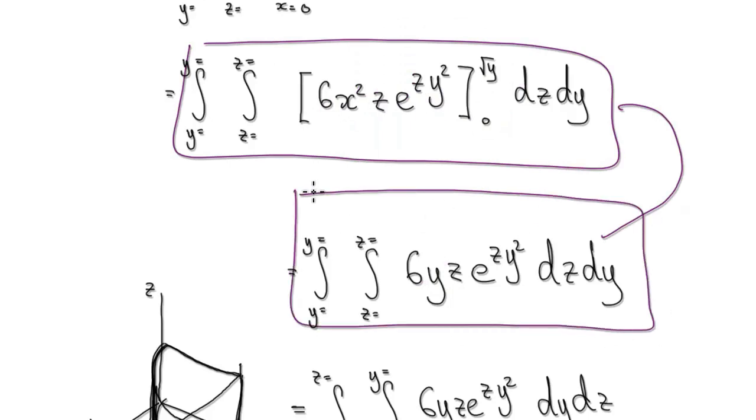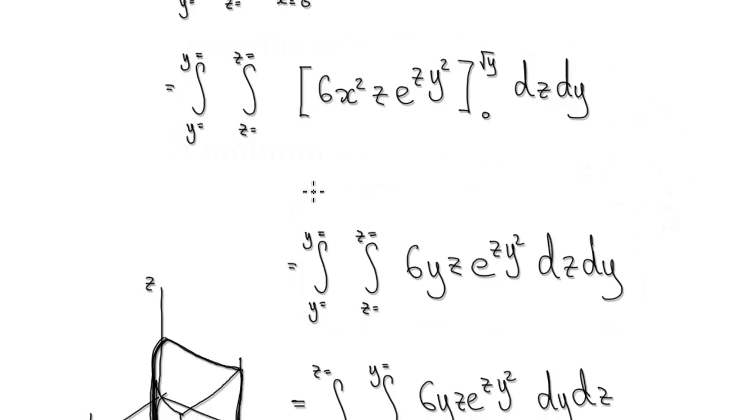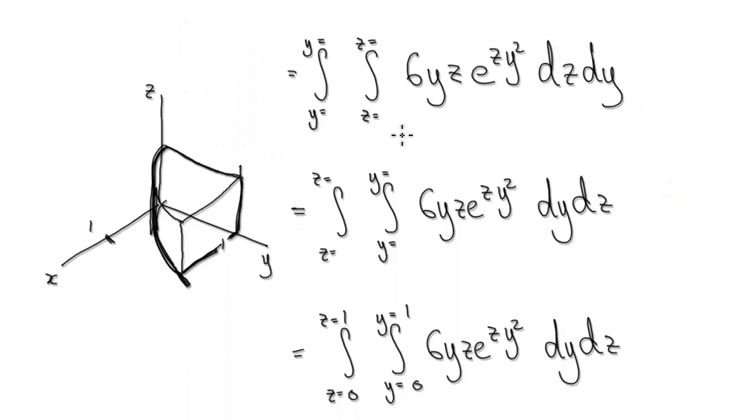Now we've got to glance at this and decide, do we want to integrate with respect to z first or with respect to y first? Let's look at z first. You've got a variable here, a variable here. So it's like me asking you to integrate something like this. Which is easier?